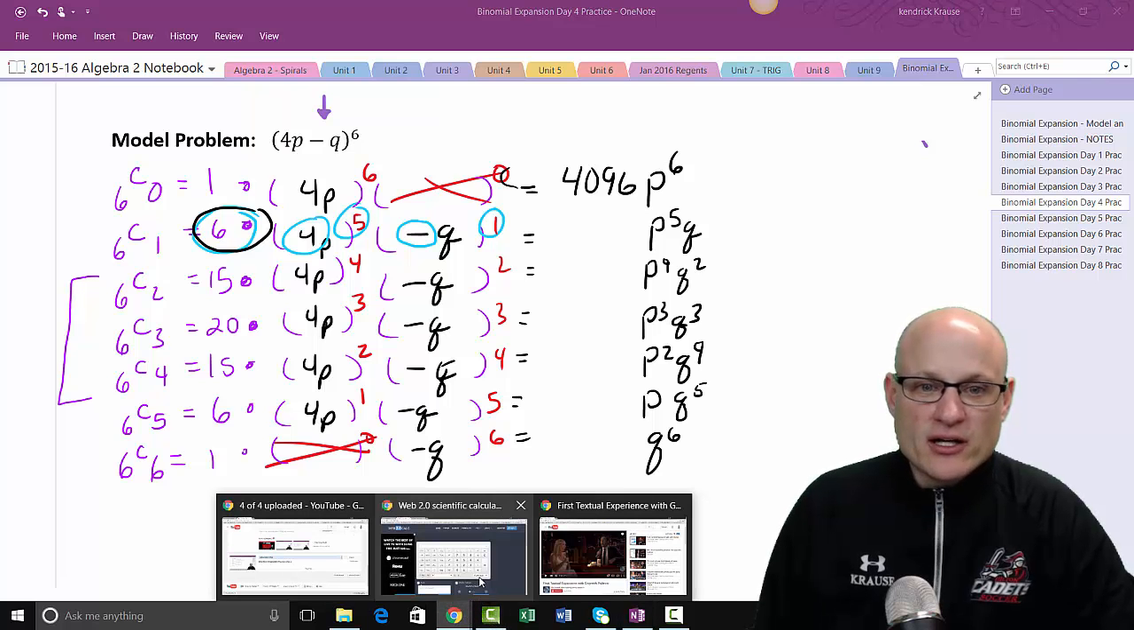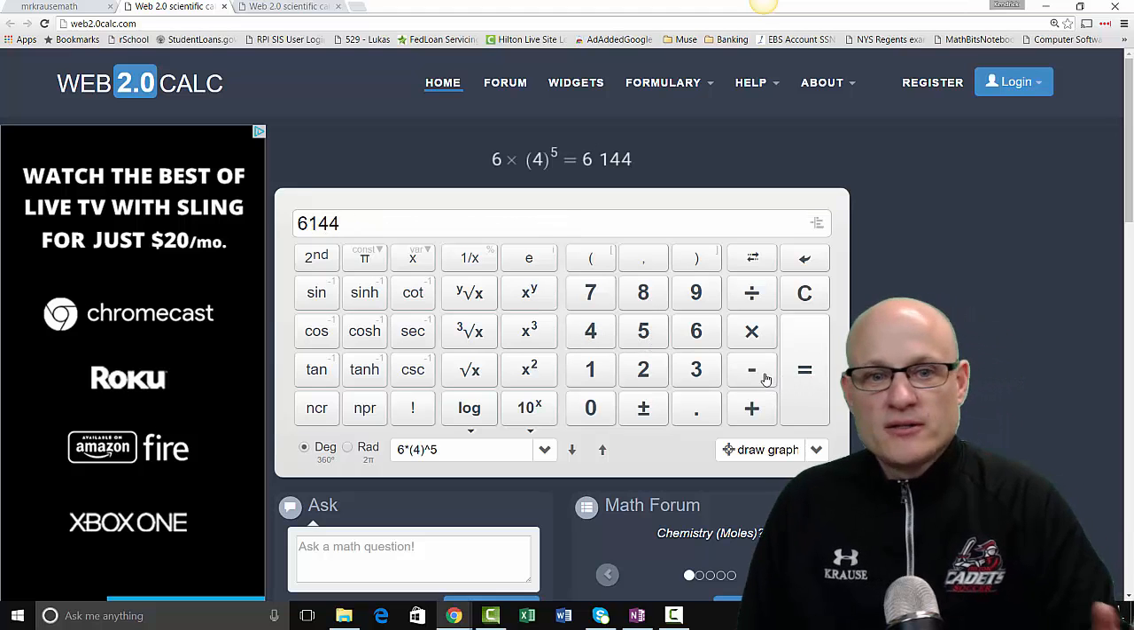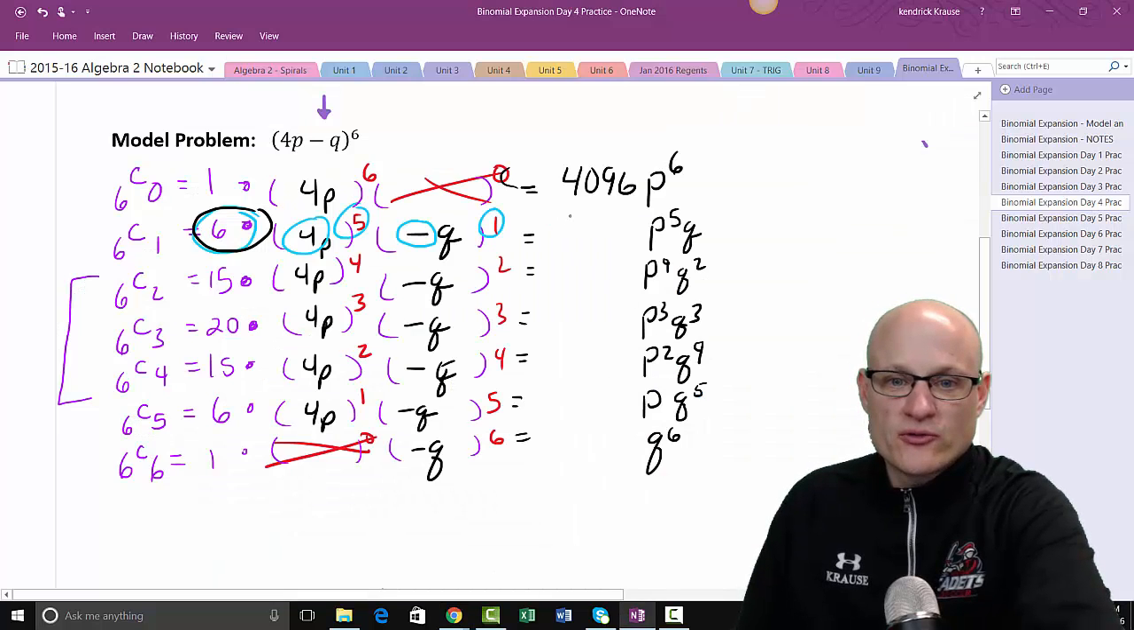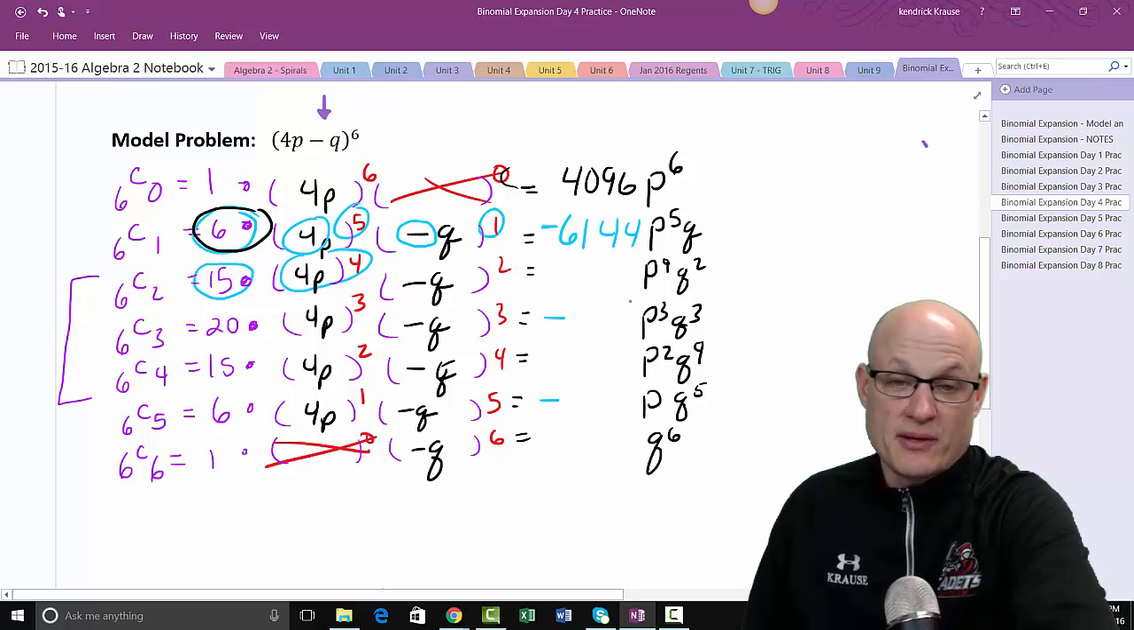So let's get it on our calculator. It's 6 times 4 to the fifth. So 6 times, parenthesis, 4, parenthesis, raised to the fifth power. 6144. And I already got those. Now we're going to do 15, 4 to the fourth. Oh, but wait a second. Don't forget this negative. Remember, every other one of them is negative. So that's going to be negative, that's going to be negative, and that's going to be negative. So maybe I'll put those negatives in. Because the first one's positive, and then because it's an even exponent, and then all the rest will be negatives.